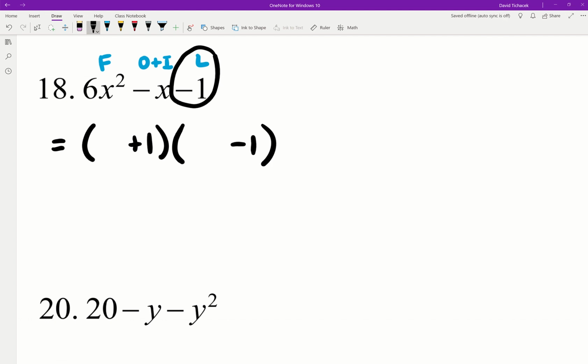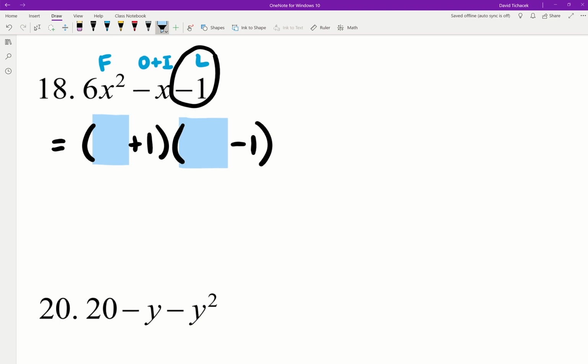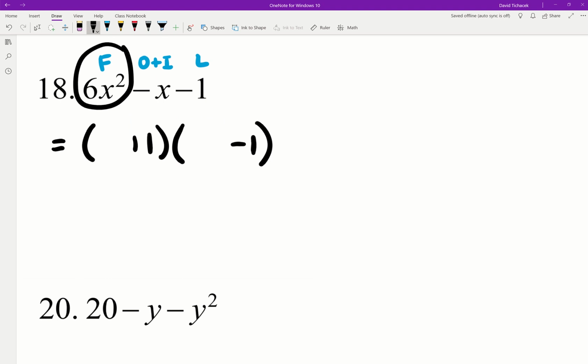Really, your only choice is going to be +1 times -1. And I am going to go ahead and put those in the last spaces because, again, that's my L in FOIL. That is my last term times my last term to get a -1. My only thing now is I need to figure out what's going to sit in these remaining spaces, right? What am I going to put here and here? Well, in order to figure that out, let's take a look at your F in FOIL. Now, that is going to be a 6x squared.